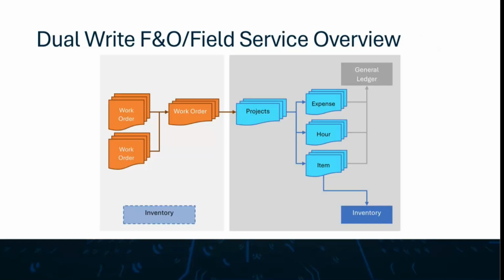Moving on here to the field service integration side of things. So in field service, work orders are passed over to projects in Finance and Operations. And what happens is when we create a work order over in the field service side of things, we associate it to a project in F&O. And what it does is it creates a sub-project underneath that F&O master project. And then that's where we go ahead and book our expenses, hours, and items. And I'll talk about that in just one second here.